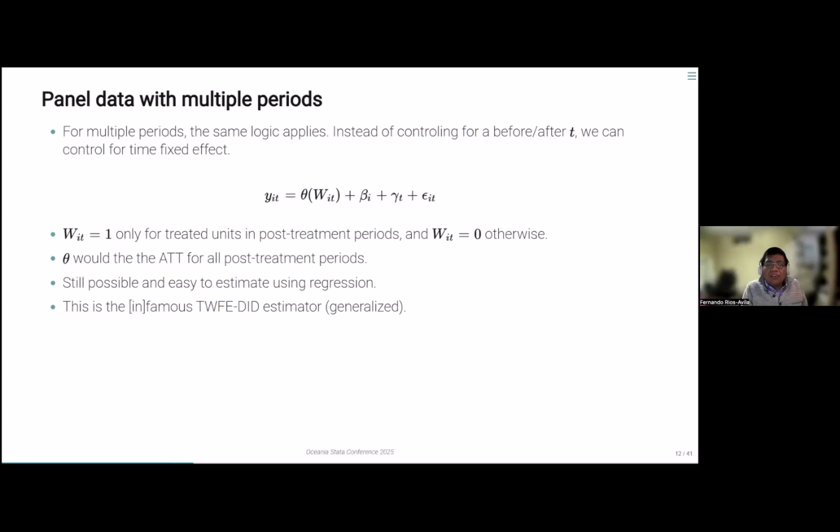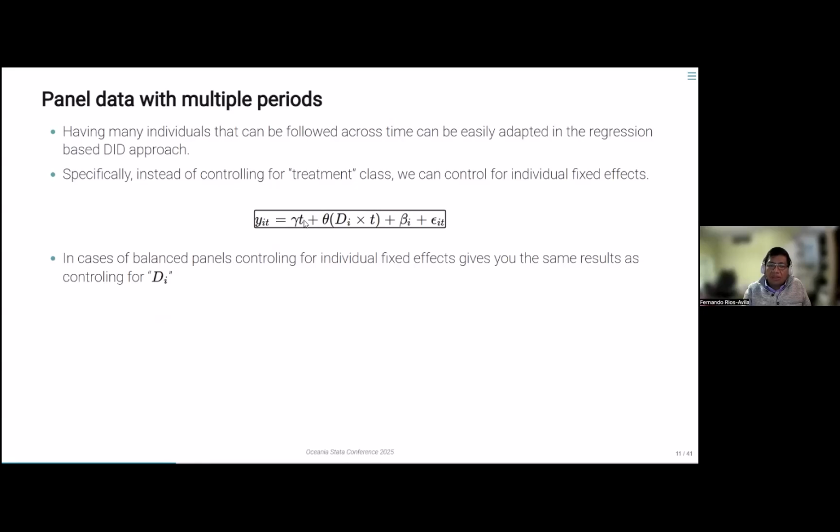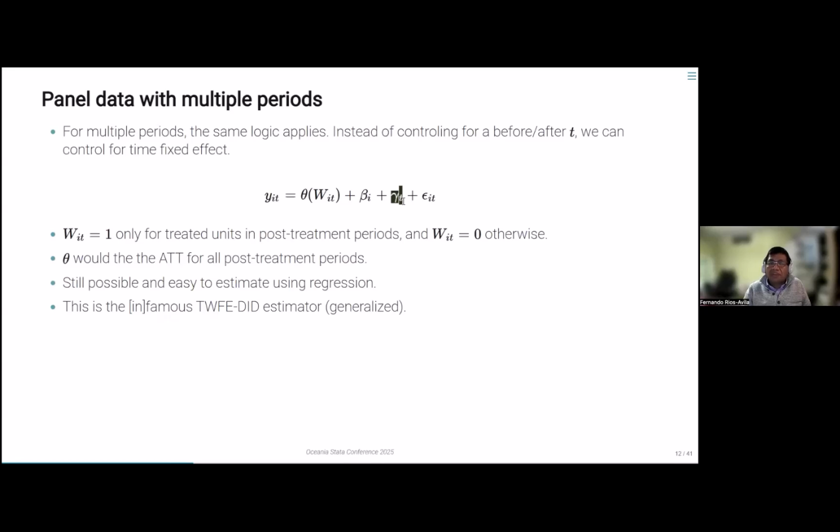What about if you can follow individuals across time? Under the assumption that everybody in the treated group is treated at the same time, you can extend this easily by, instead of estimating a coefficient for the time variable, just saying, I'm going to introduce time fixed effects, and you're done. Perhaps the only difference that I would like to emphasize here is that you no longer will have an interaction between the pre and post. It's going to be easier to call this just a dummy variable that takes the value of 1 once a unit is in the post-treatment period and 0 otherwise.